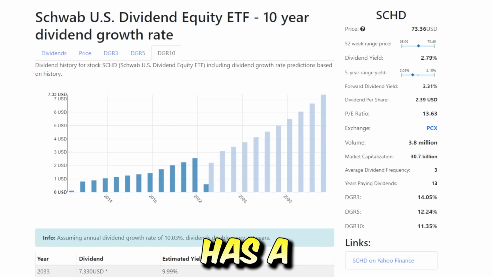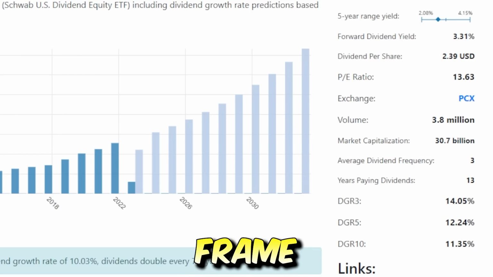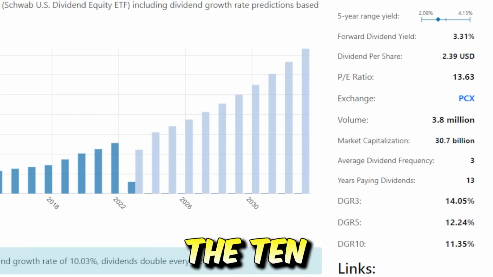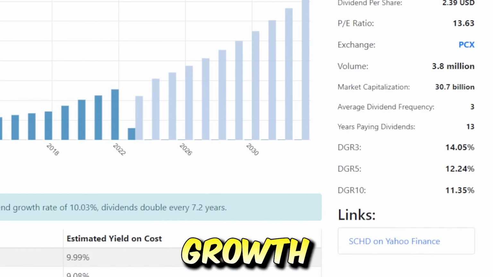Well, SCHD has a dividend growth rate on the 3-year time frame of 14.05%, which is extremely high. Now, SCHD has a dividend growth rate on the 5-year time frame of 12.24%, which is still impressive. And on the 10-year time frame, SCHD has an 11.35% dividend growth rate.